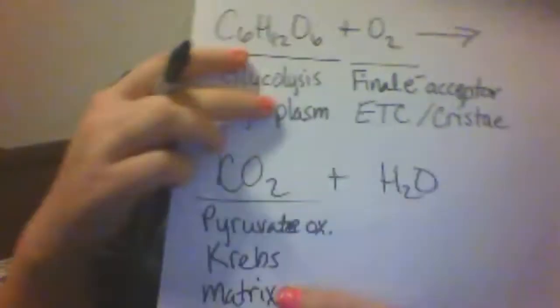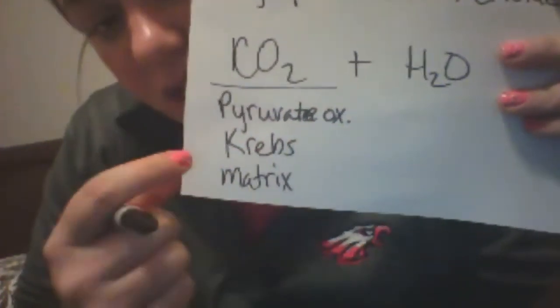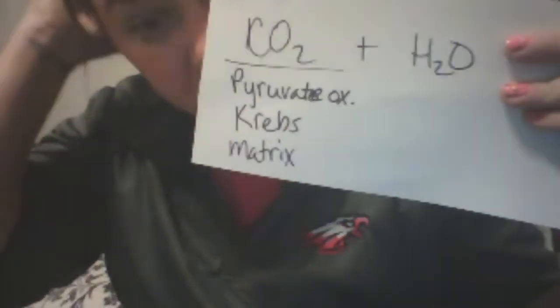And then can you do the same thing for the products? Tell me where you see CO2 and tell me where you see water. Because we release that CO2, you're going to see it as a product of pyruvate oxidation and the Krebs cycle. That's the purpose of both of those, is to release CO2. And that's all going to happen in the matrix. Okay, you release CO2 in pyruvate oxidation, sorry, that says pyruvate, and in the Krebs cycle inside the matrix of the mitochondria.